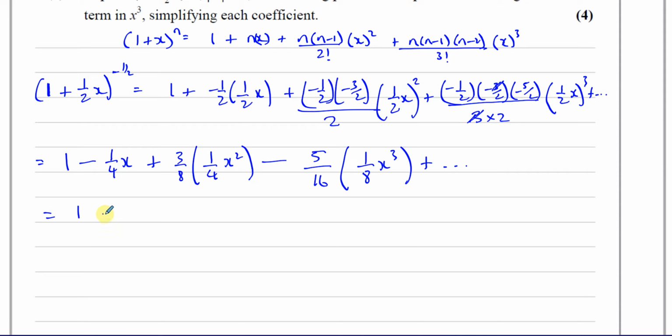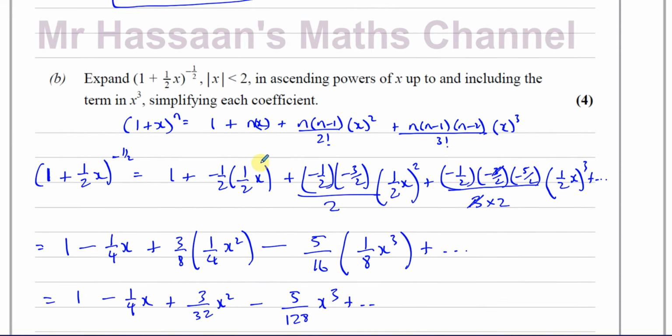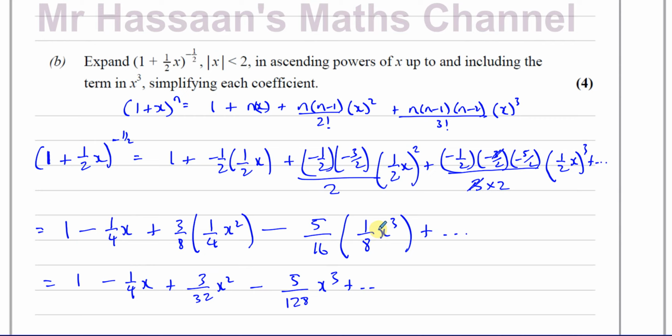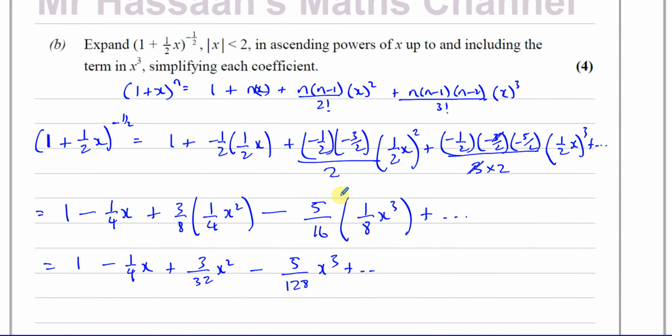We have 1 minus a quarter x plus 3 over 32 x squared minus, and now we've got to do 5 over 16 times 8, that's 80. 80 plus 48, that's 128 x cubed, and there is our expansion. Okay, so we've expanded this up to and including the term in x cubed, and we've simplified each term. So there's part A and part B done, and now for part C.